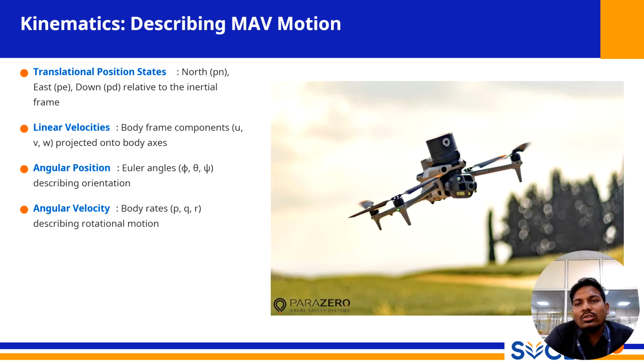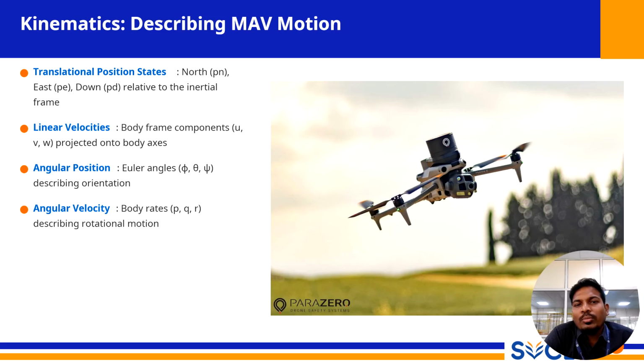The north-east-down, or NED, convention is standard in aerospace and gives us an unambiguous global position for the aircraft. Next, we need to describe how fast the aircraft is moving. These are its inertial velocities. Interestingly, we don't typically measure this in the fixed inertial frame. Instead, we use body frame components u, v, w. This is the velocity projected onto the body axes.